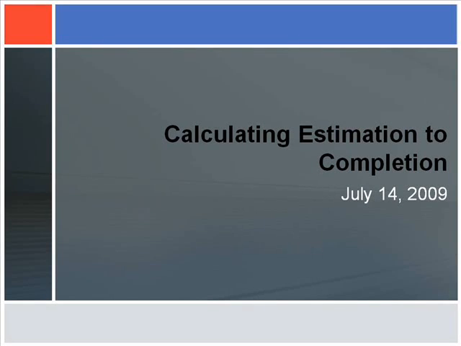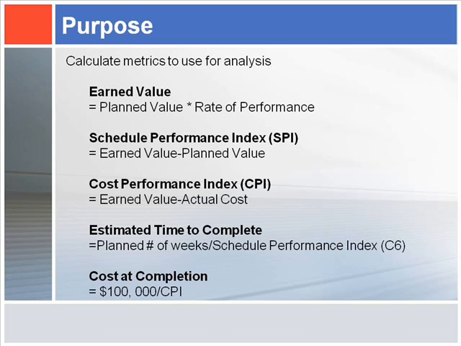This is a project on calculating estimation to completion. The purpose of this project is to calculate a series of values that can be used to identify actual project lengths and costs and help managers adjust their expectations accordingly at the beginning stages of a project.